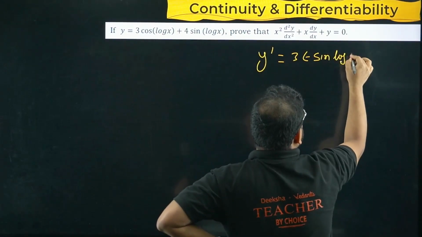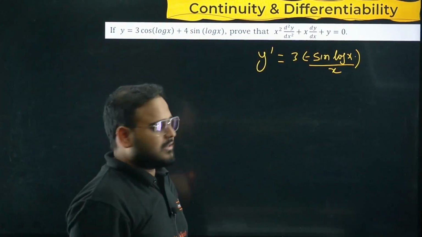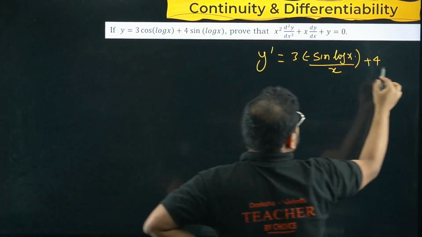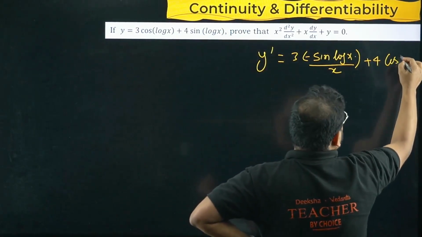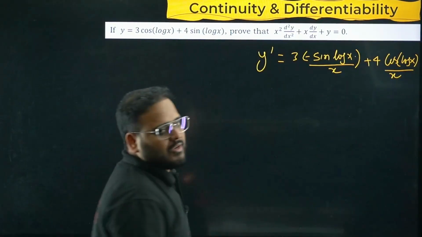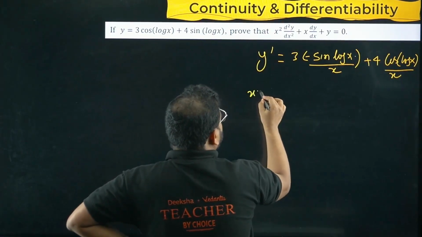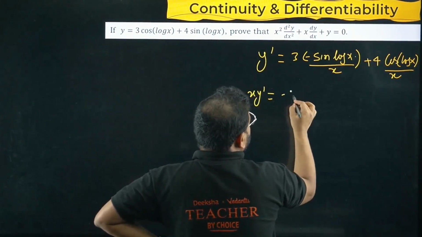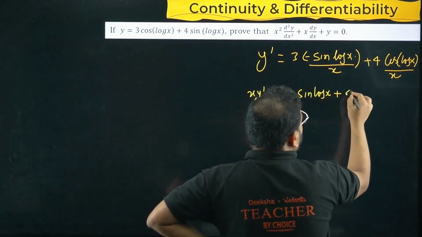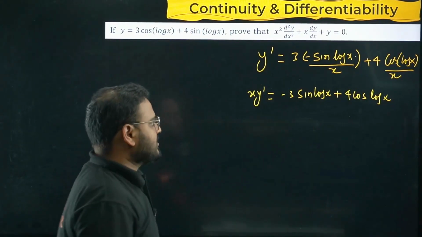We have log x. We also have, for log, it will be divided by x. Next, plus 4 will be there. For sine, simply cos of log x. Apply the chain rule, you'll have again x over here. Now do one thing, take this x on this side. You get here x y dash equals minus 3 sine log x plus 4 cos log x. Okay, this is done.